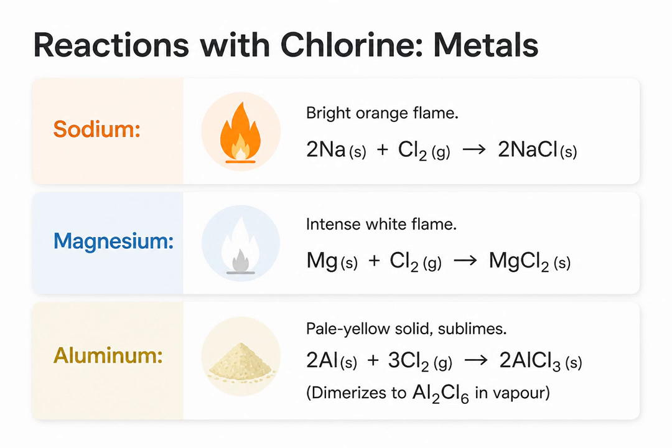Finally, let's look at reactions with chlorine gas. The metals react vigorously when heated. Sodium burns with an orange flame to form sodium chloride, and magnesium burns with a white flame to form magnesium chloride. Aluminum burns in a stream of dry chlorine to produce aluminum chloride, a fascinating compound that sublimes into a vapor where it dimerizes into Al2Cl6 before condensing back into a solid.